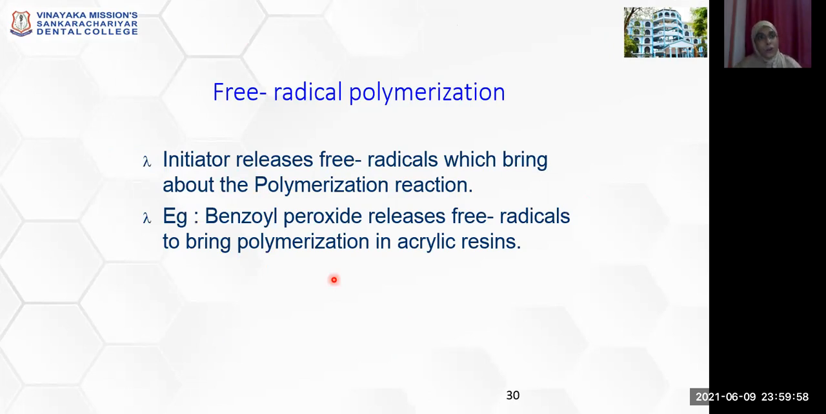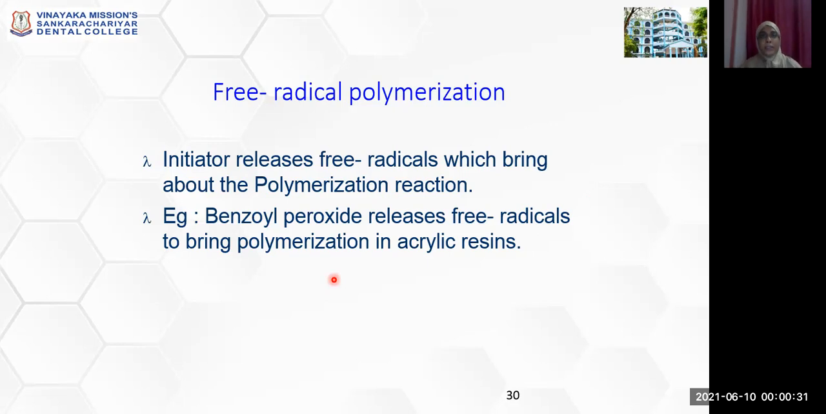Because for this addition to continue, for this monomer to add on to one another and form a polymer, a free radical is needed. There has to be an initiator, and this initiator has to be activated to release a free radical. This free radical joins to the monomer, forms a polymer, and that attracts another monomer, and the chain continues. So that is why it is called free radical polymerization.